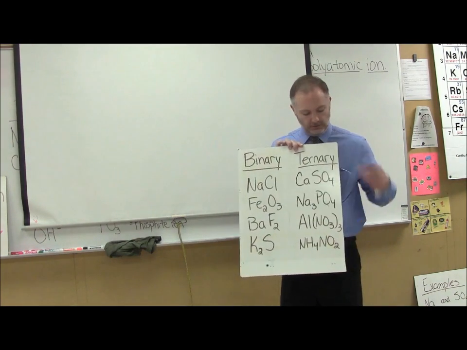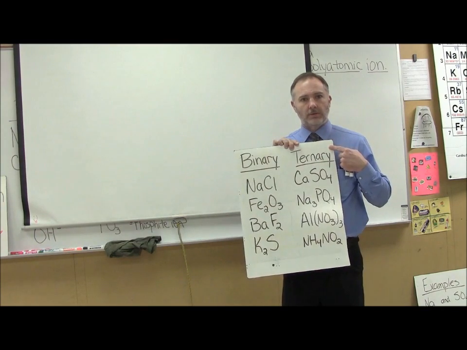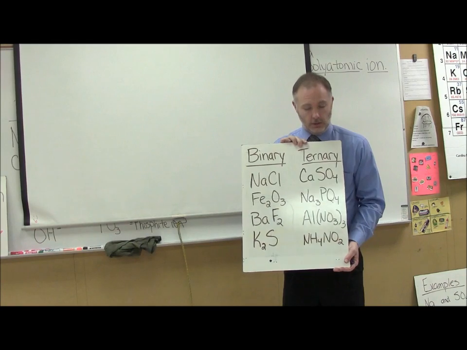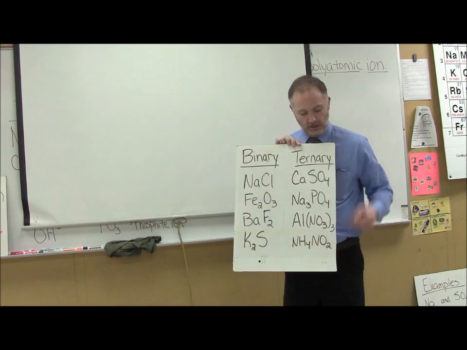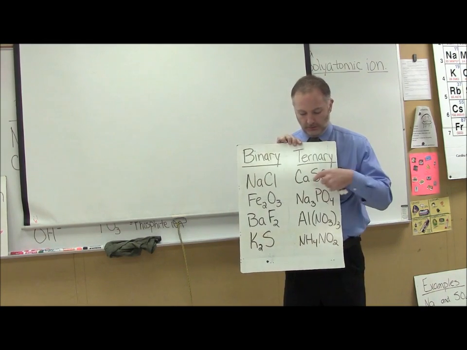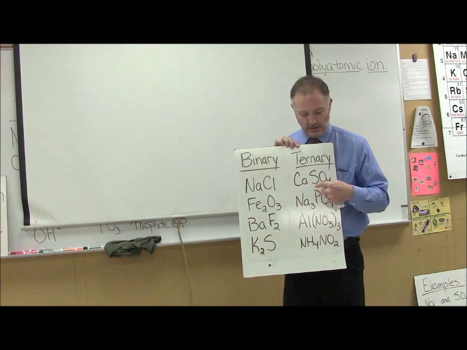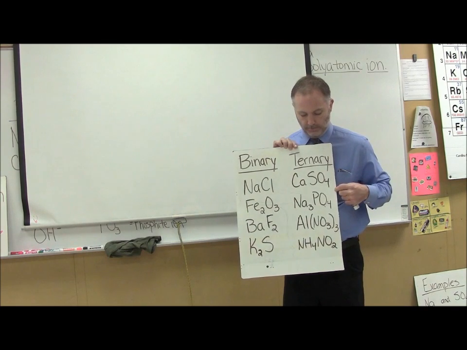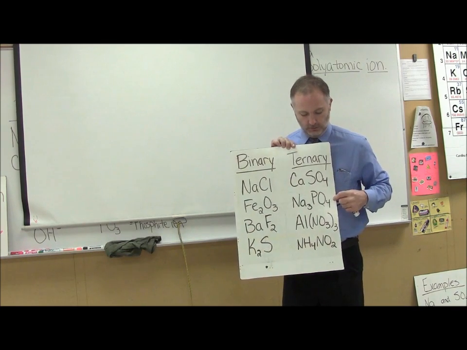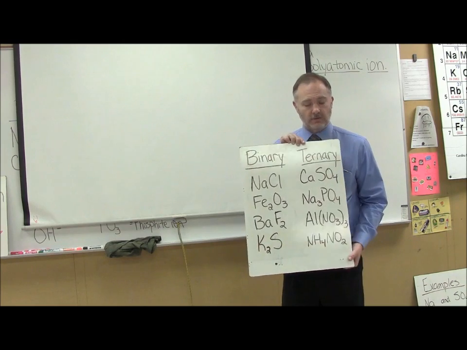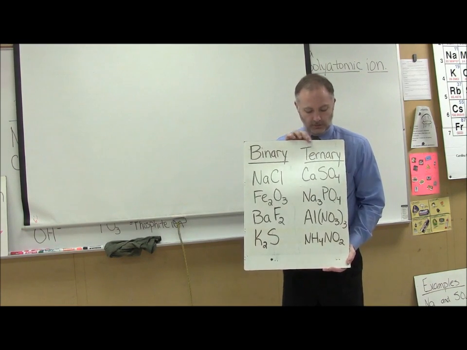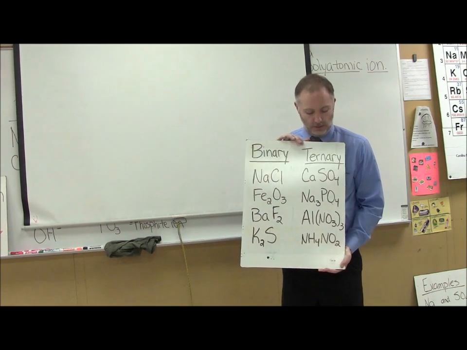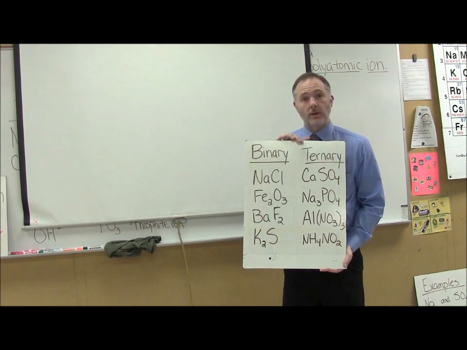What we're going to do today is called ternary ionic compounds, and ternary would be more than two. You're going to have at least 3 elements in these compounds, and here are some examples. You have calcium, sulfur, and 4 oxygens in this compound. Here you have sodium, phosphorus, and 4 oxygens also. So there are some examples of ternary ionic compounds, more than 2 elements. I'm going to show you how to write and name these today.